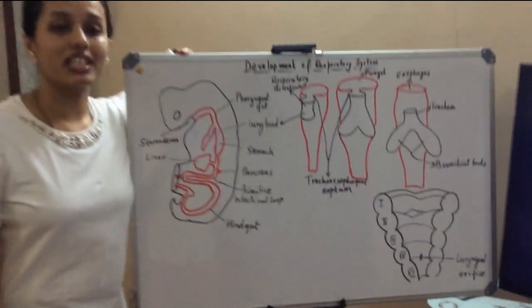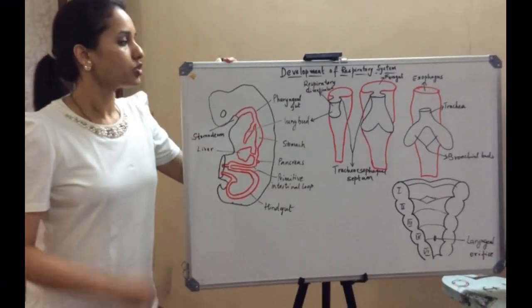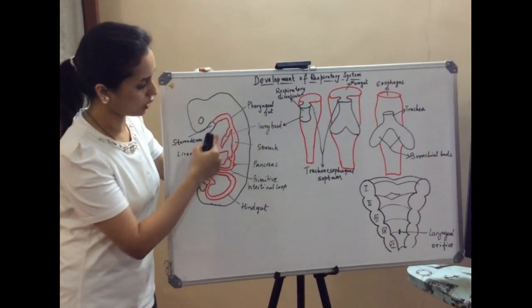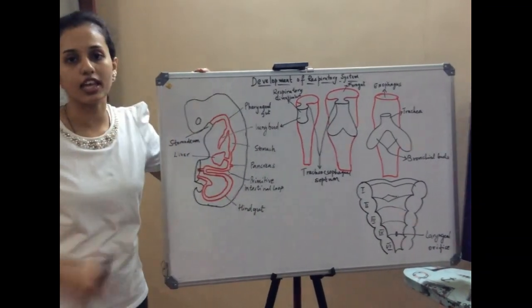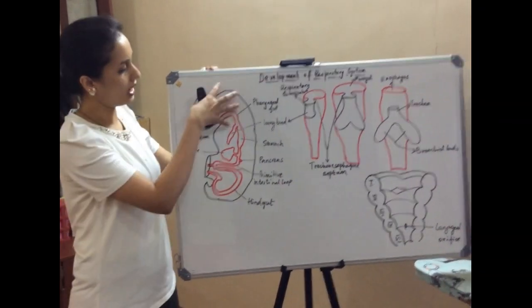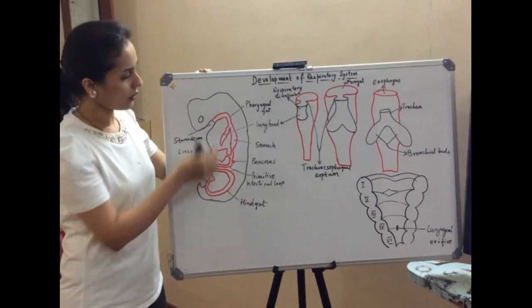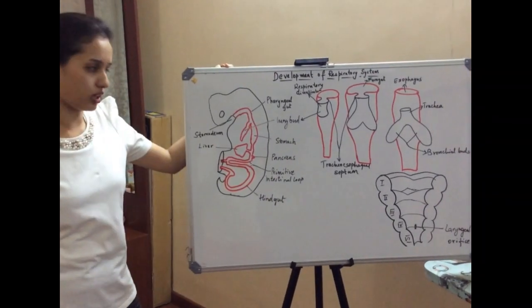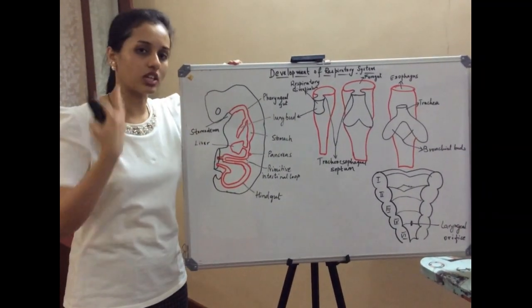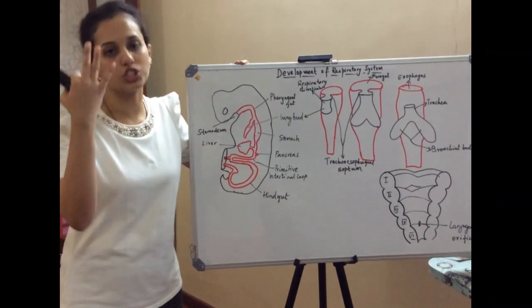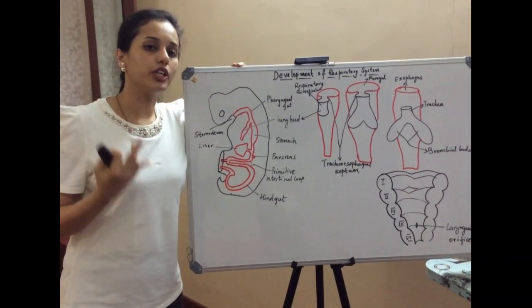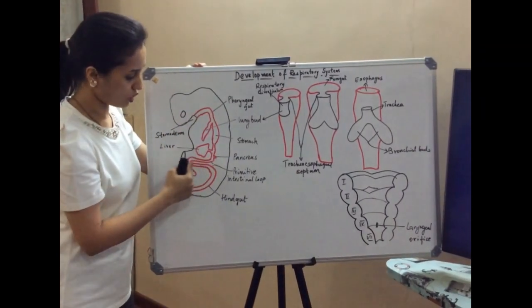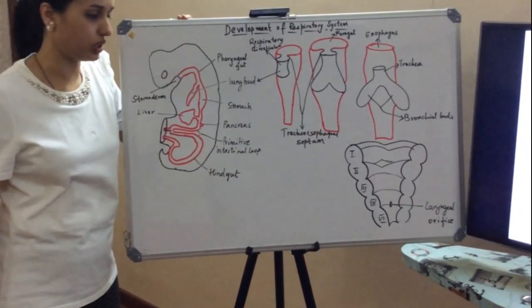So the development of the respiratory system, okay, it starts with the appearance of a diverticulum. Okay, so this is a sagittal section of the embryo. This is the head end, this is the tail end. Okay, and the red tube like structure represents the endoderm. So you know that the whole structures of our body develops from 3 germ layers: ectoderm, endoderm and mesoderm. So this red tube which I have drawn here represents the endoderm.